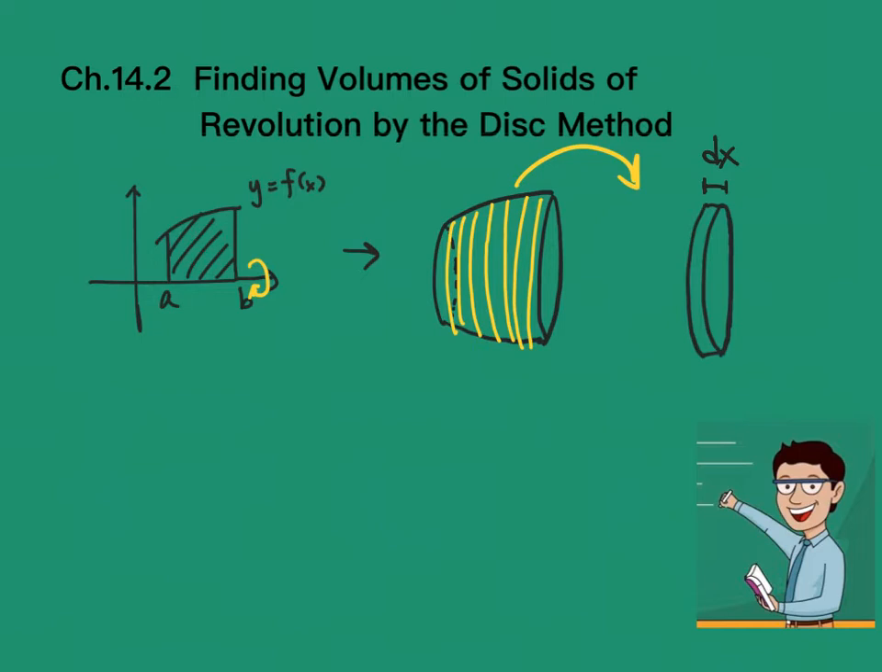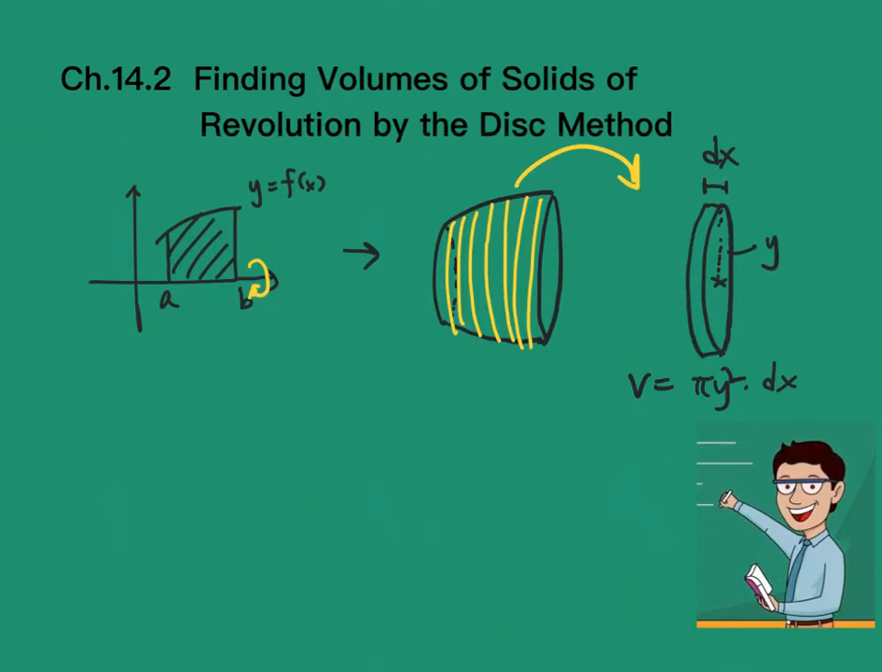Now the base is a circle. Therefore, we need to find its radius. If you look back at the curve, you can see the radius is actually the value of y. Therefore, the volume of this part equals pi y squared times dx.